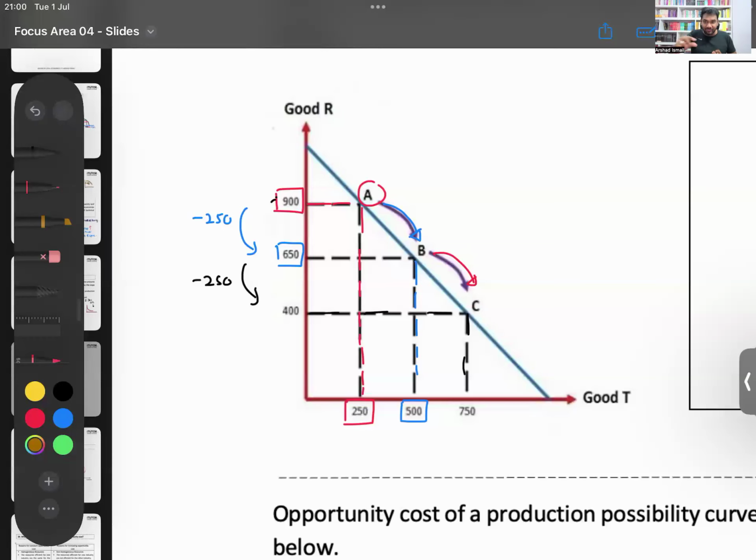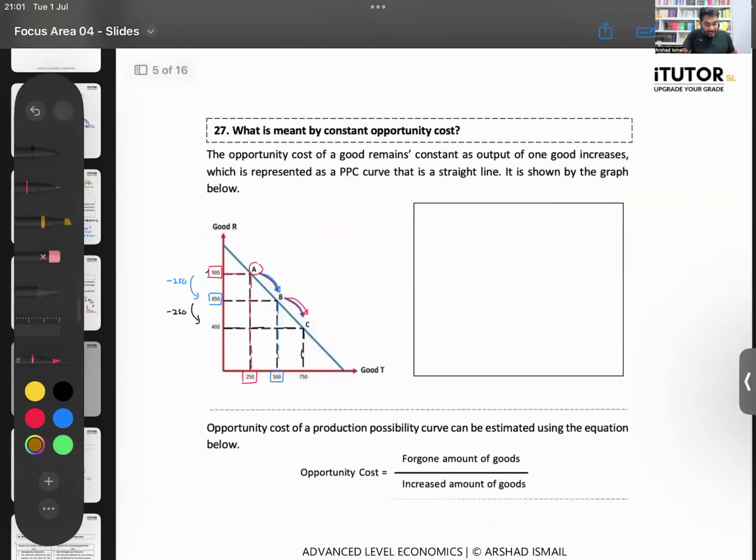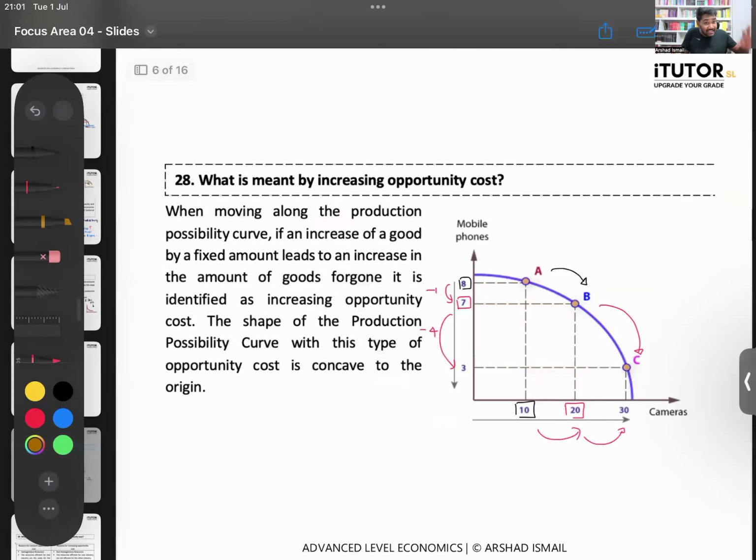Here, 250, 250, 250. It's the same amount. But here, the amount that you sacrifice keeps increasing. That's what you call increasing opportunity cost. Be very careful with those.